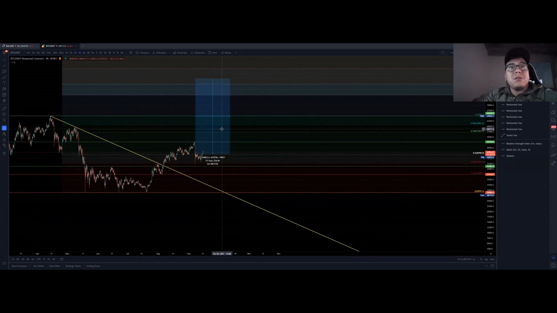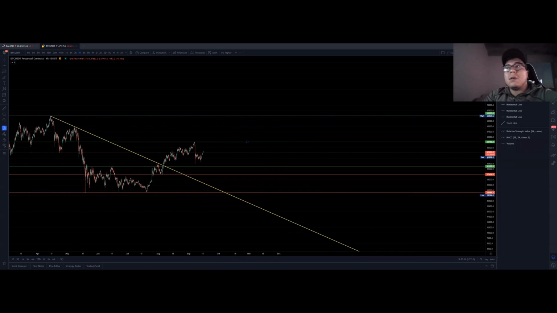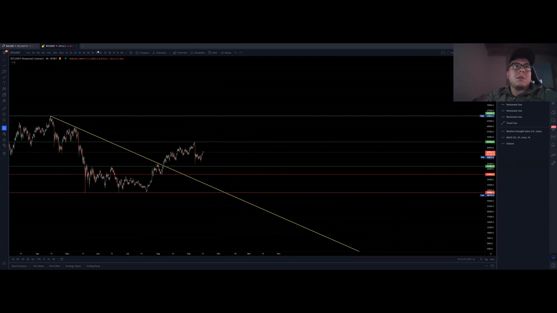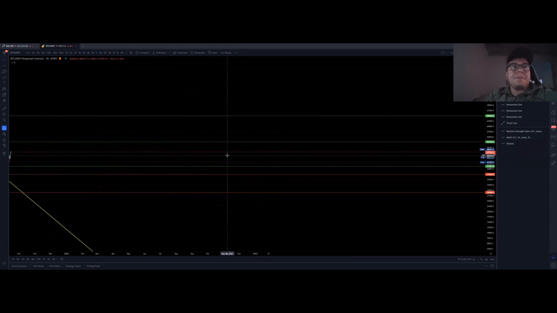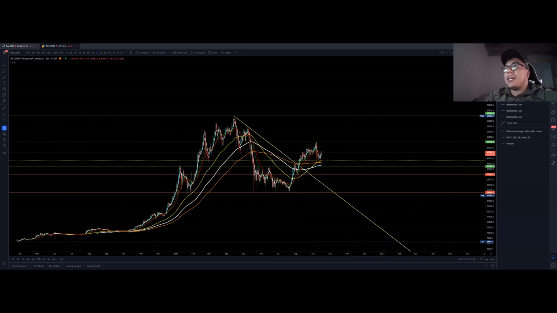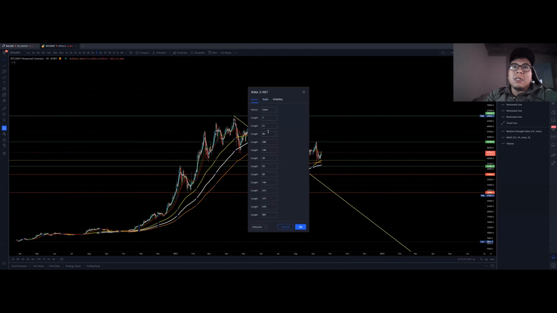The other thing that I like to use is, I'm gonna exit out of these. Let's get rid of that. Actually, let's keep these lines. The other thing that I mentioned earlier that I like to use is WMAs. So this is mine. You can change it to whatever you want, but the way I have it set up is we got a 7, a 21, a 90, a 200, and a 144 day weighted moving average.